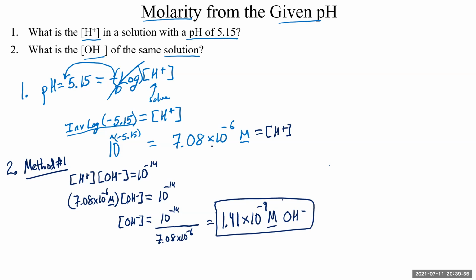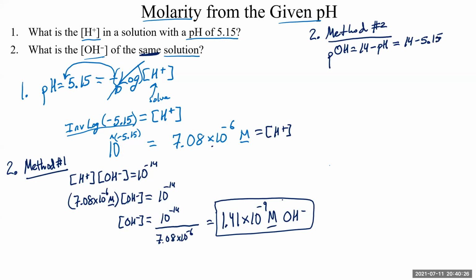I'm going to do something else. I'm going to do a method 2. Let's try this a different way. Let's see if our answers agree. They'd better, otherwise I did something wrong. My other method is this. I know what my pH is. So if my pH equals 5.15, my pOH is going to equal 14 minus my pH, which is going to equal 14 minus 5.15.